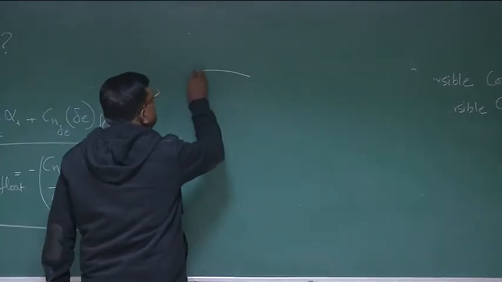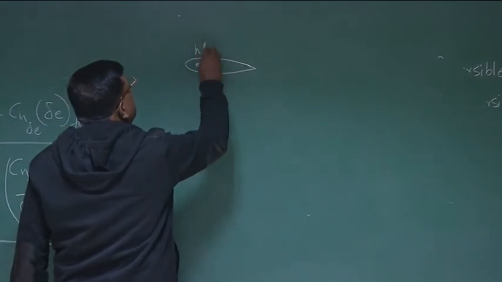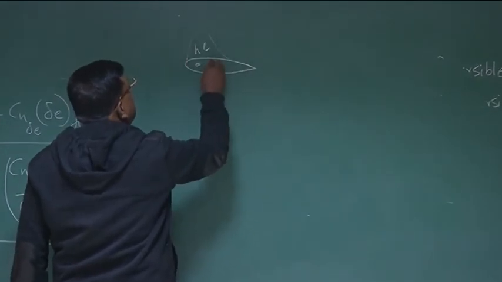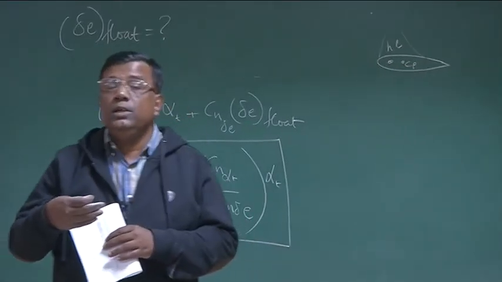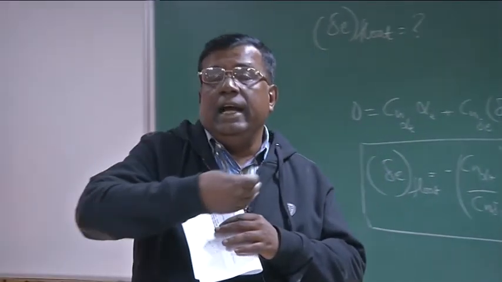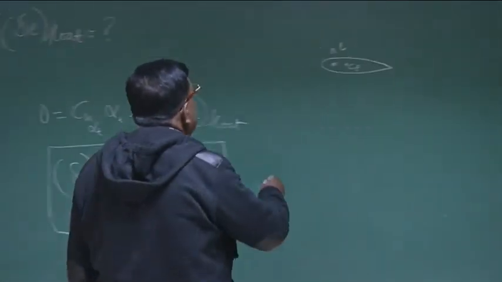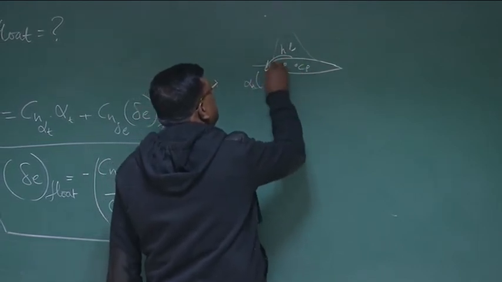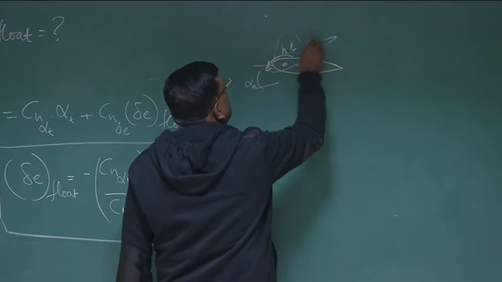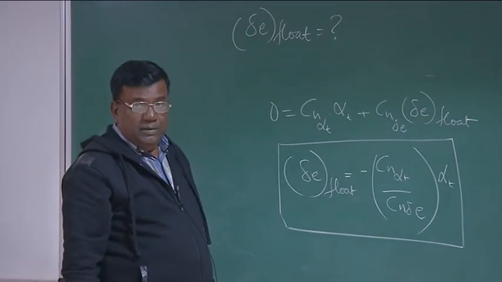As initially I told you, if this is the elevator and this is the hinge line, because of pressure distribution, generally the center of pressure will be behind the hinge line, or the hinge line is adjusted. In most of the airplanes, the hinge line is ahead of the center of pressure over the elevator. So naturally you could see for any alpha t, it will give a moment in this direction. So CH alpha t will give a nose down moment. So it is negative, right?